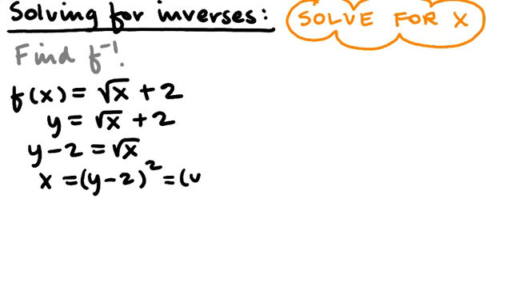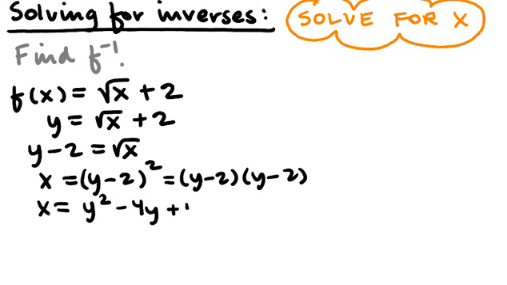But y'all have been in this class long enough. Y'all know that I have to set up for FOIL on this. And this will be x is equal to y squared minus 2y minus 2y plus 4. Right, and you could write this, if you wanted, as f inverse of x equals x squared minus 4x plus 4. I think that's enough as far as solving for inverses. Now we need to be able to evaluate inverses.